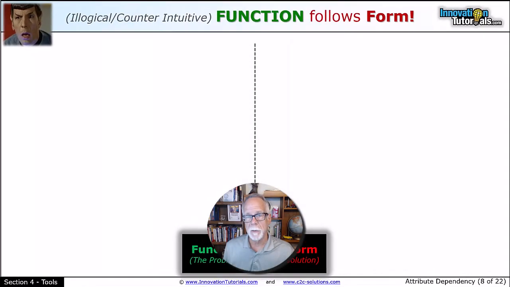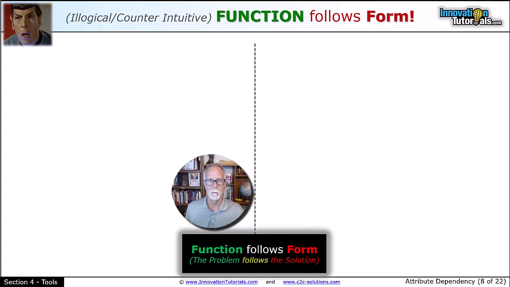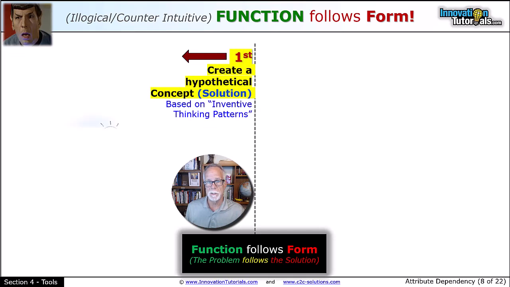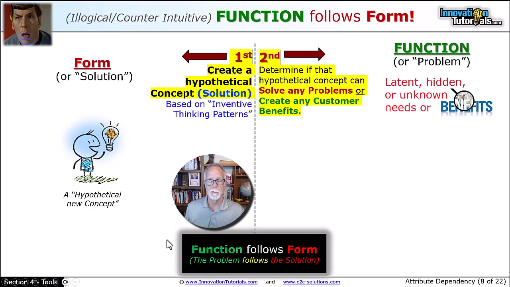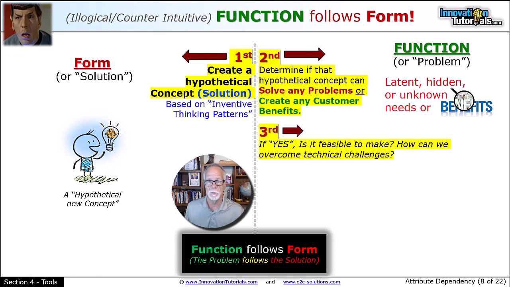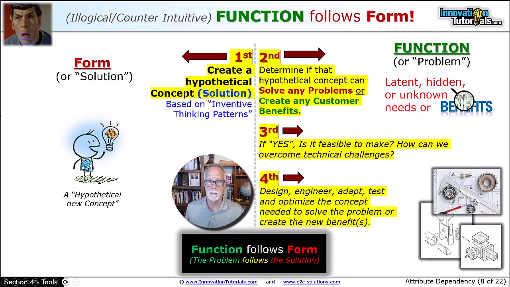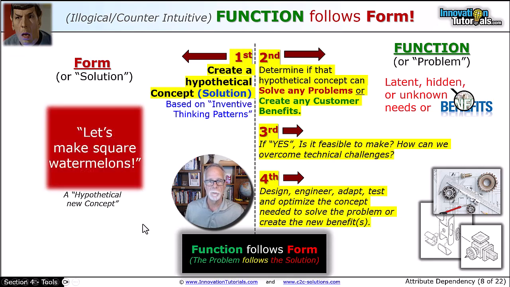Now let's look at the opposite function follows form or solution to the problem mindset. First, we create a hypothetical concept. The next thing we do is determine if that concept can solve any problems or create any kind of customer benefit. If the answer is yes, is it feasible? Can we overcome any of the big drawbacks? If the answer continues to be yes, then we go on to design, engineer, test, and optimize it to be successful in the marketplace. Let me show you an example.